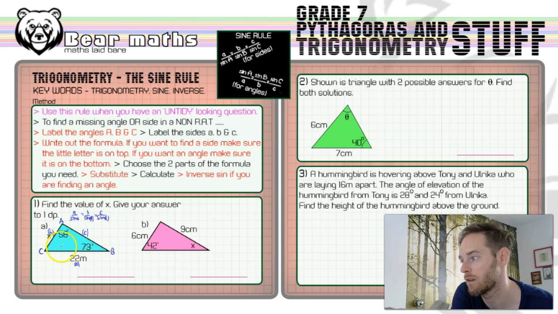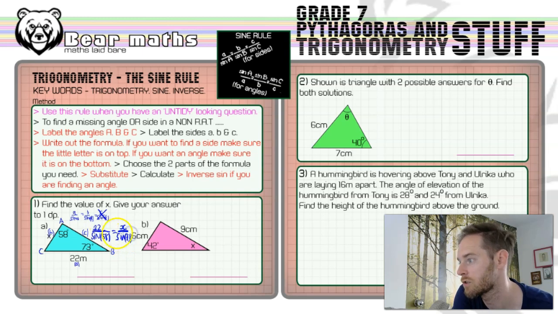Nothing there, don't need this part of the rule. Okay, so only using two parts of it. Now we're going to substitute into it. So A, or little a, is 22, so 22 goes on the top there. Sine of A, sine of 58, goes on the bottom. Sine of 58 equals, then we've got B, well B is our x value, so put x there, and then that's over sine of 73.